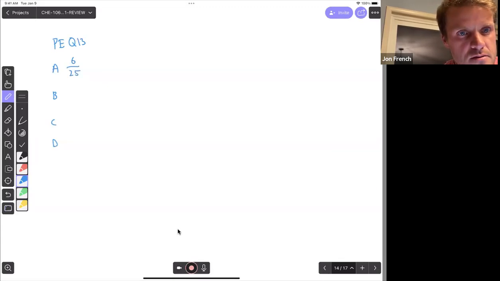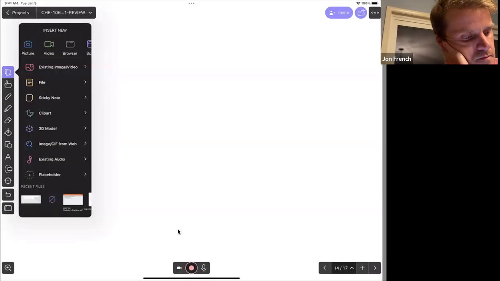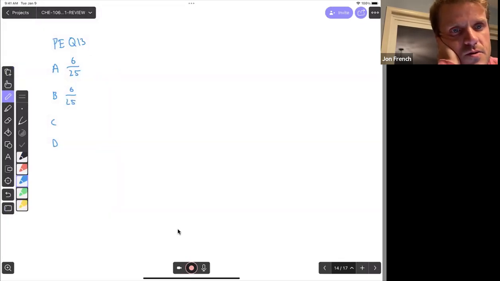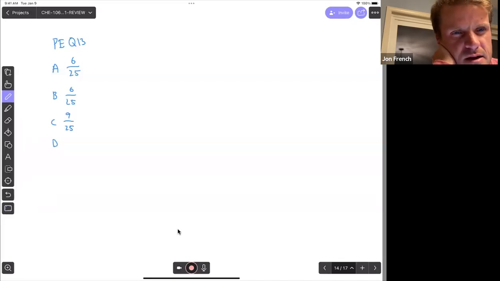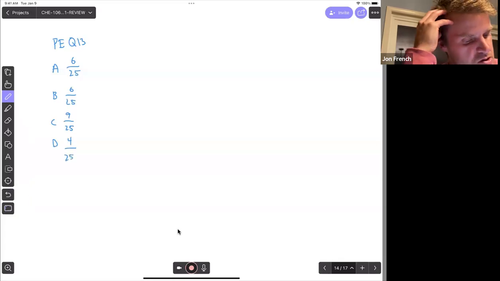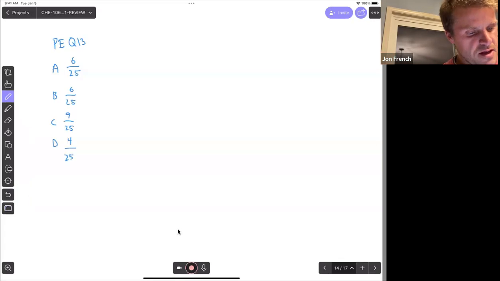B is also 6 out of 25. C is 1, 2, 3, 4, 5, 6, 7, 8, 9 out of 25. So if you're looking at question 13 right now, I'm just counting how many of each isotope we have in the whole sample to find a percentage. And then the last one would be D, and I've got 4 out of 25. Just making sure that the math adds up, that's 10, that's 16. Yeah, that'd be 25.